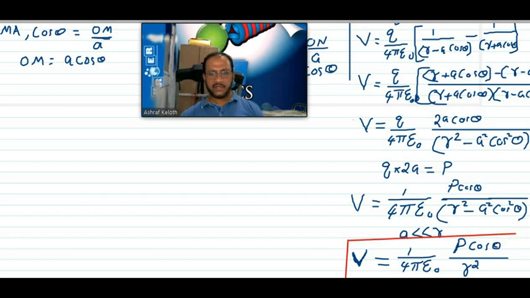Among the derivations of potential due to a dipole, this is the important one, because it can be applied in any case. Before, we derived it for the axial line. So this final equation, the potential at any point due to a dipole, is 1 by 4 pi epsilon naught P cos theta by r square, where P is the dipole moment, theta is the angle subtended by the line joining the point P to the center of the dipole axis, and r is the distance of the point P from the center of the dipole.